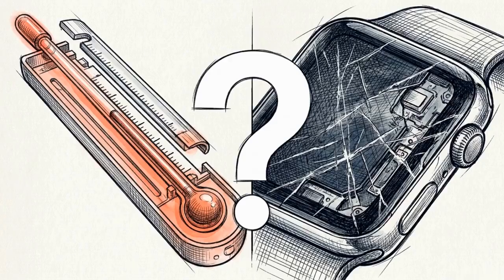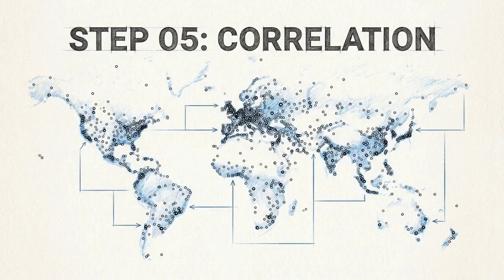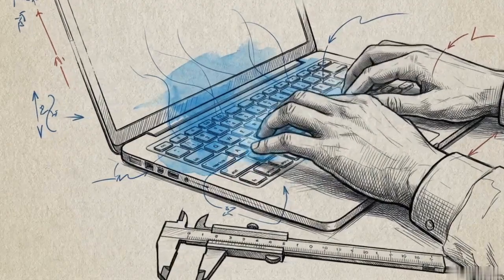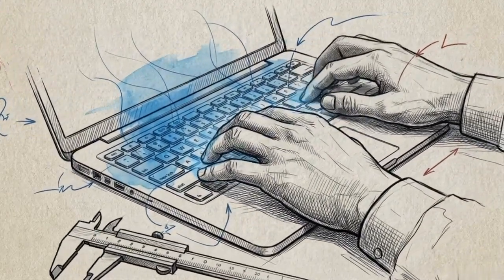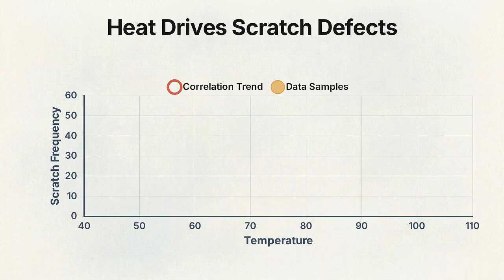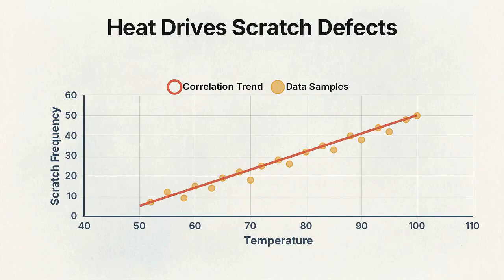To find out if this temperature theory is correct, we need to see if these 2 factors are actually linked. We do this with tool number 5, the scatter diagram. This tool allows us to mathematically see if a change in one variable causes a change in another. We plot temperature on the bottom and the number of scratches on the side. As the dots form a line sloping upward, we have our proof. As the machine gets hotter, the number of scratches increases.